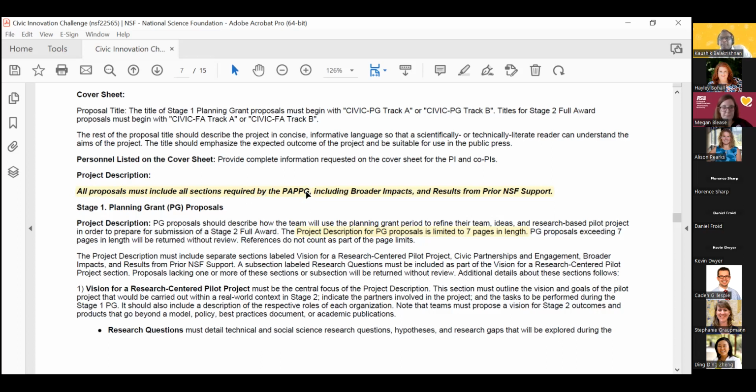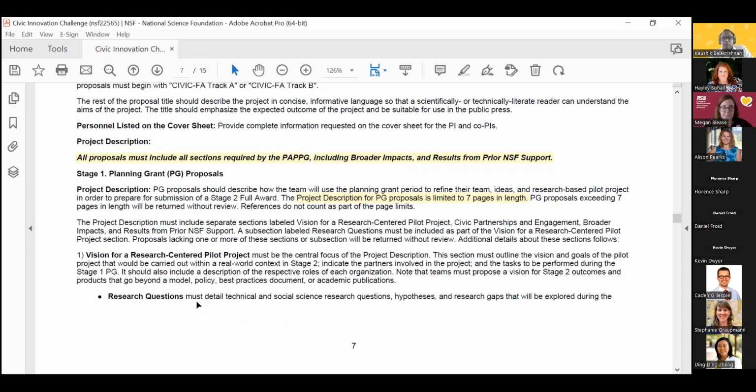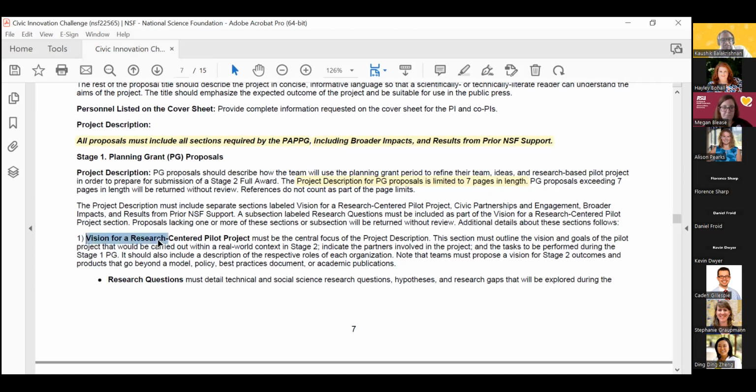And this is why I mentioned earlier on that you need to familiarize yourself with most of the proposal preparation guides. Almost all sponsors have this in one form or the other. It will give you guidelines on how budgeting may be done, etc. Here, they're giving you sections that they want to see in the planning grant proposal.